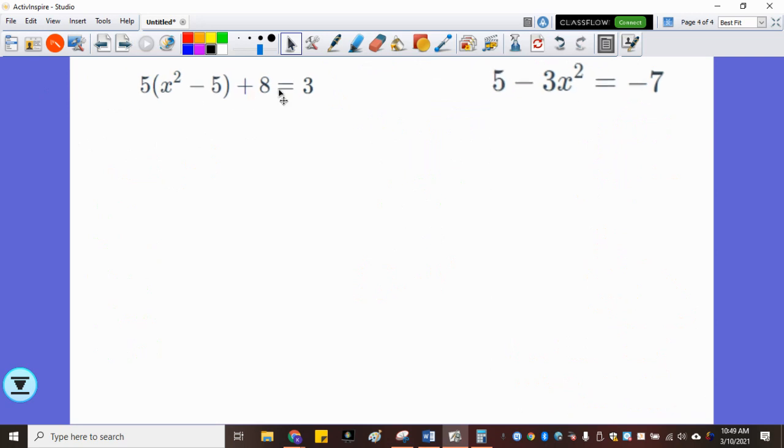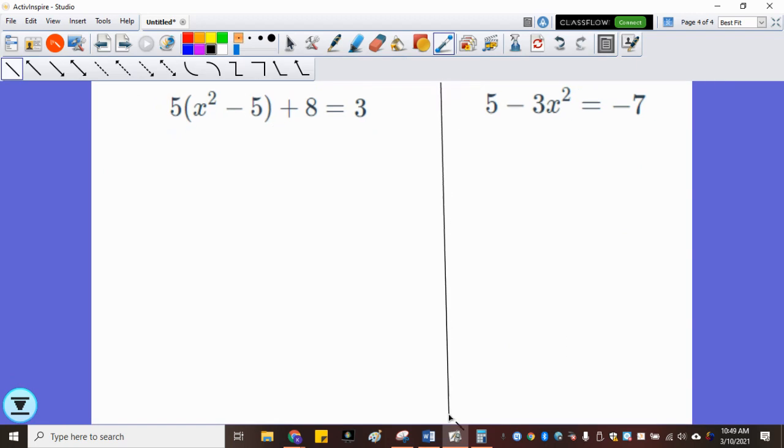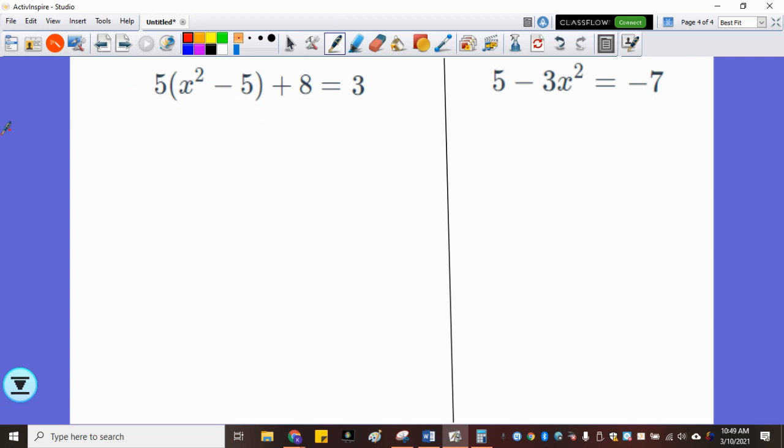Math is mean. It does stuff like this to you. So I want you to be prepared when you get a question like this. How do I solve that?